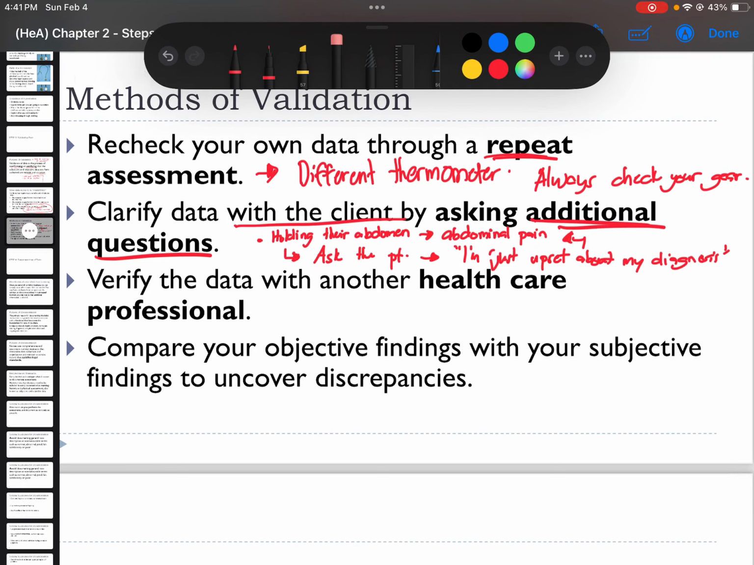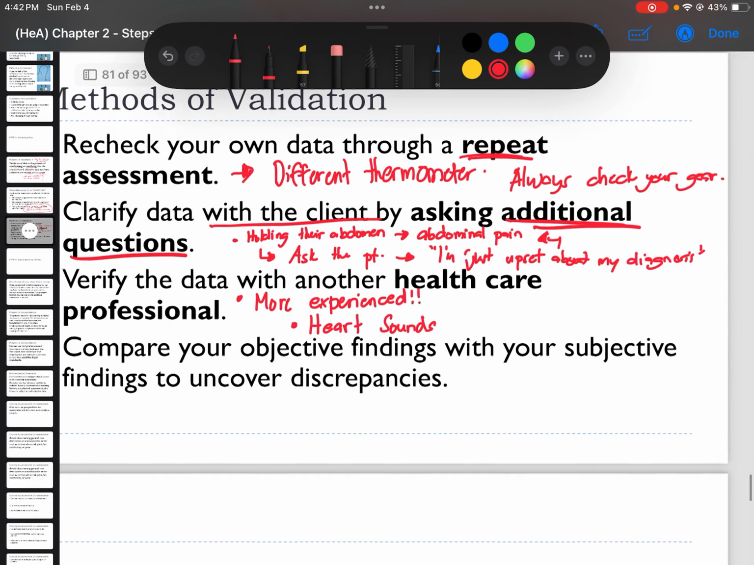Next is verify data with another healthcare professional. Preferably someone who is more experienced. Okay? For example, class, heart sounds. Now, for a rookie nurse, heart sounds are very difficult to assess, okay? Because most of them sound the same. Most of them sound the same, okay?